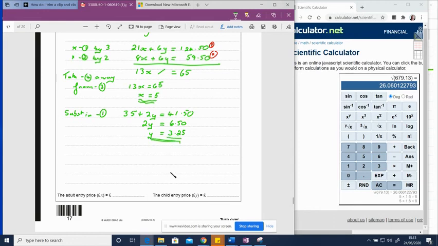So the adult entry price X is £5 and the child entry price is £3.25. And that has completed that question.